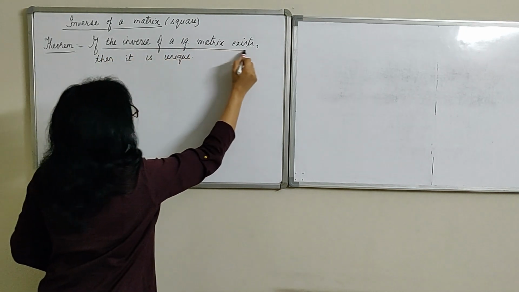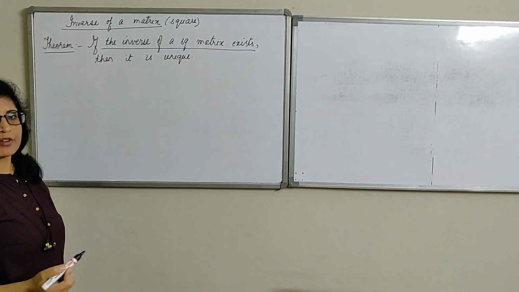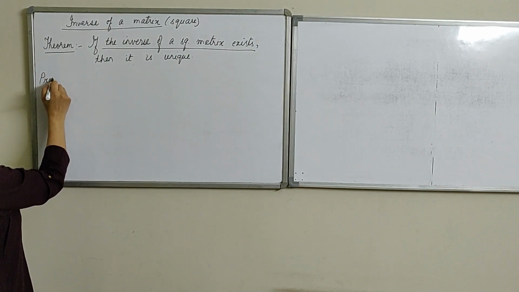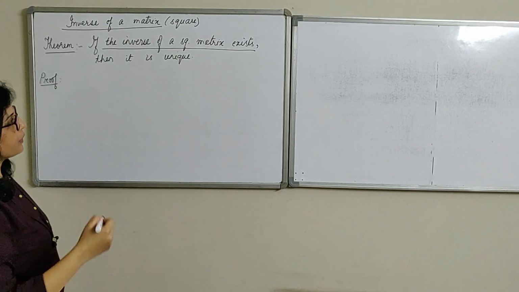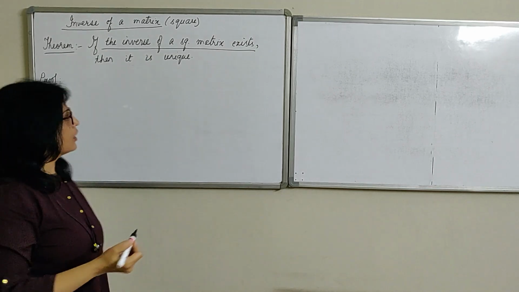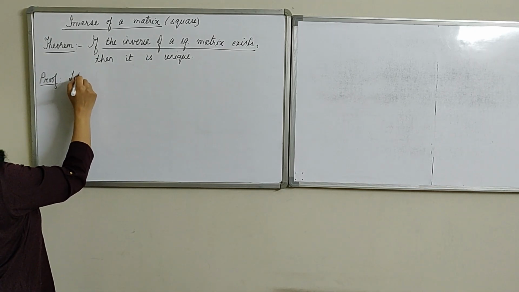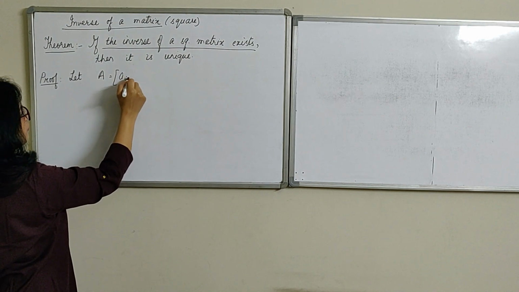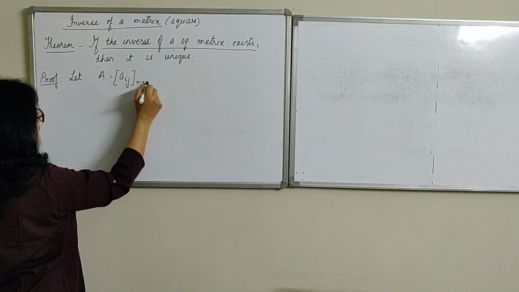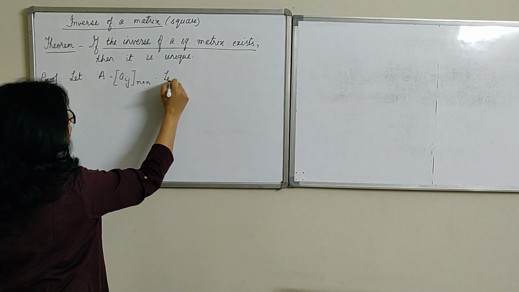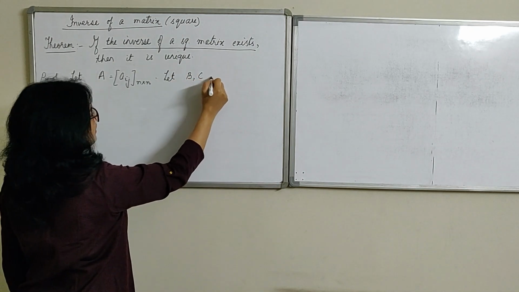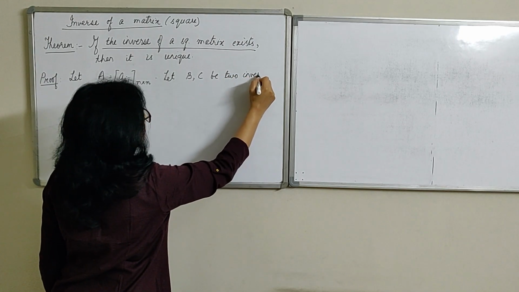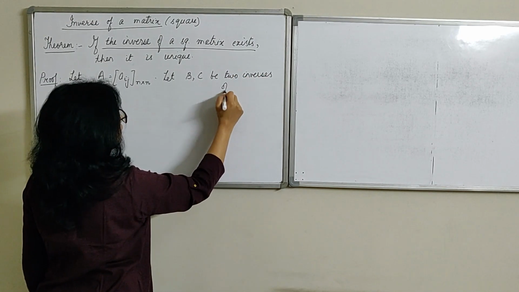This condition is already given to us. The inverse of a square matrix exists. So we have to show that the inverse obtained is a unique matrix. Let A be a square matrix of order n, and let B and C be two matrices which are inverses of matrix A.